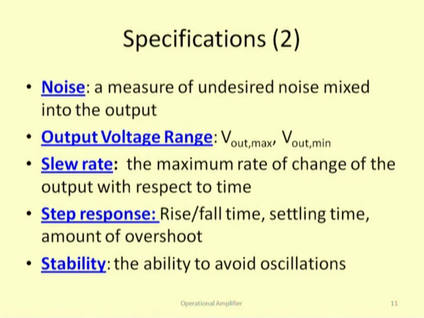The next parameter is the slew rate, which is the maximum rate of change of output voltage with respect to time. So basically it is how fast the output changes with respect to time. That is another parameter of the amplifier, called the slew rate.